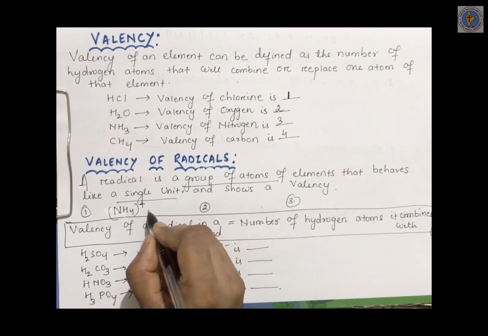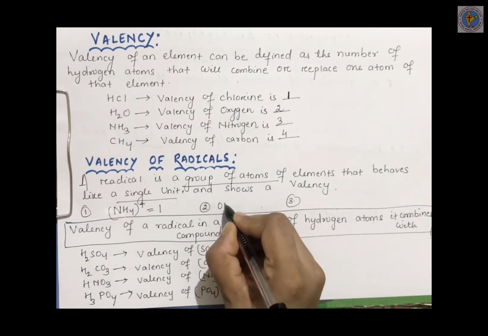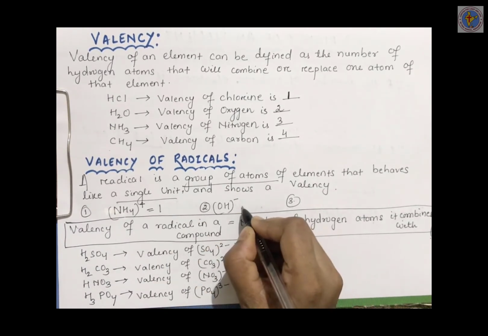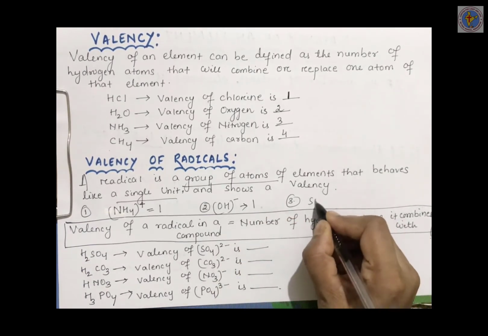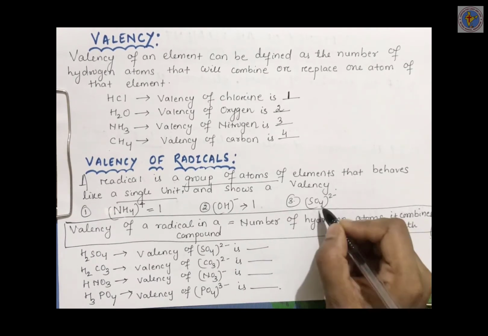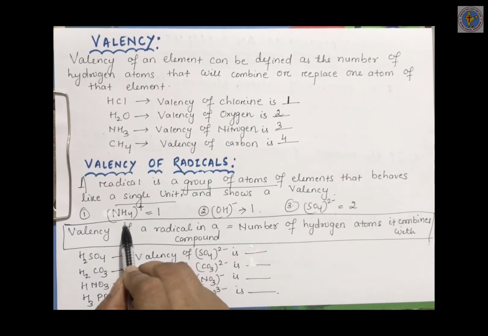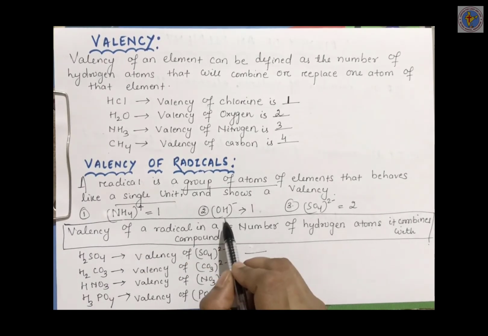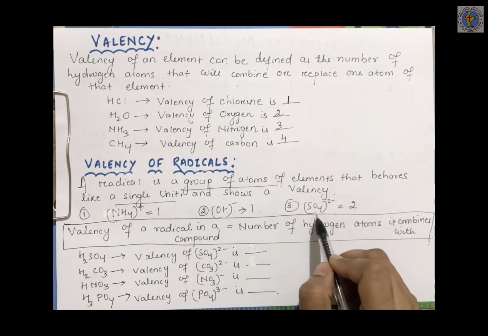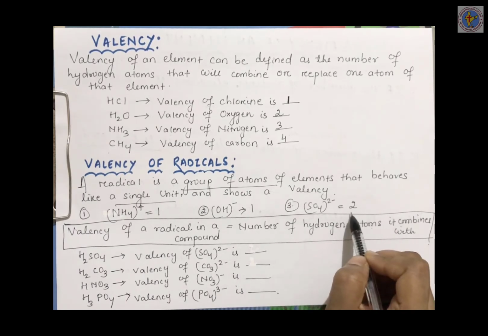So what is the valency of this radical? The valency is 1. Similarly, OH minus. Here the valency of the radical is 1. Similarly, SO4 2 minus. Here the valency of the radical is 2. So this is ammonium radical, which is a positive radical having valency 1. This is hydroxide radical, which is a negative radical having valency 1. This is a sulfate radical, which is again a negative radical having valency 2.